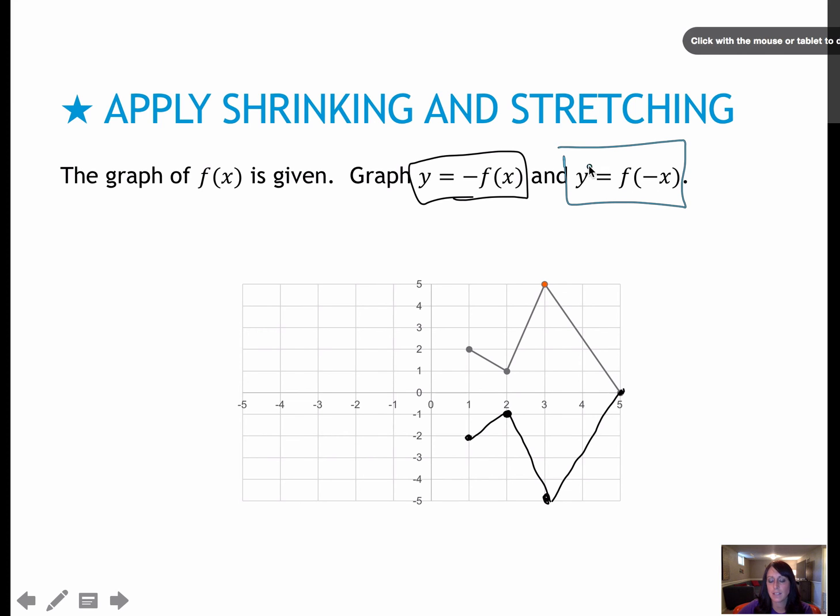For my second, I would replace x with negative x, so 1, 2 is now negative 1, 2. Remember, I'm shifting now across the y-axis. 2, 1 is now negative 2, 1. 3, 5 is now negative 3, 5. And 5, 0 is now negative 5, 0. So I've taken that entire function and I've just flip-flopped it over the y-axis.